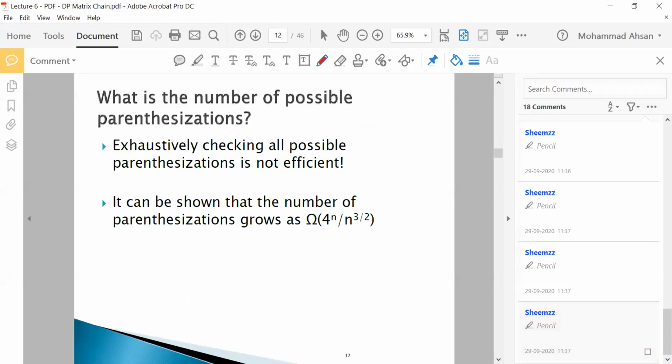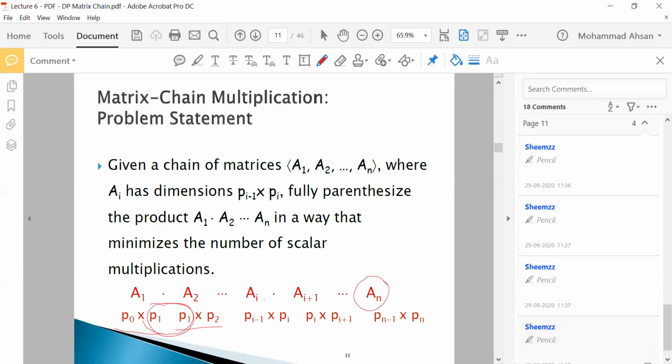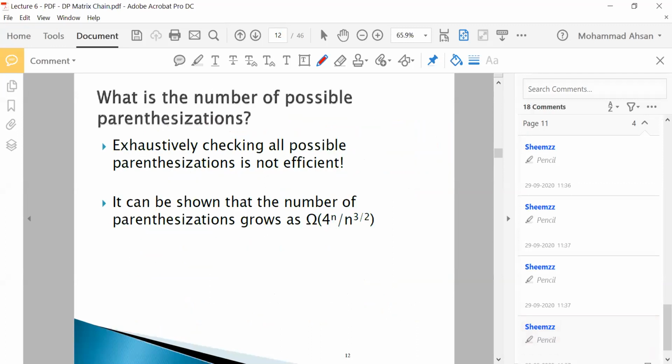Before we go into the solution using dynamic programming, if you use brute force and check all the possible parentheses, all the possible combinations, it will take you omega of 4 to the power n. Omega means it will take greater than 4 to the power n divided by so on, which is an exponential value.